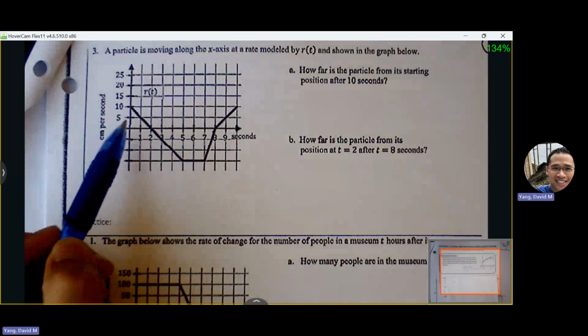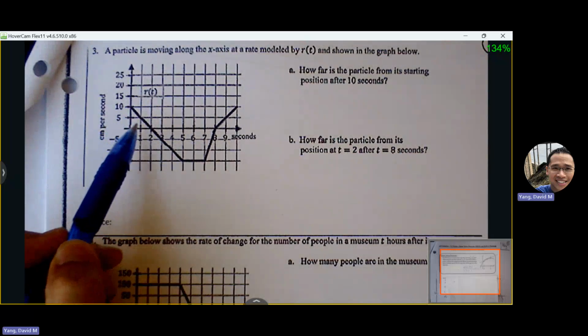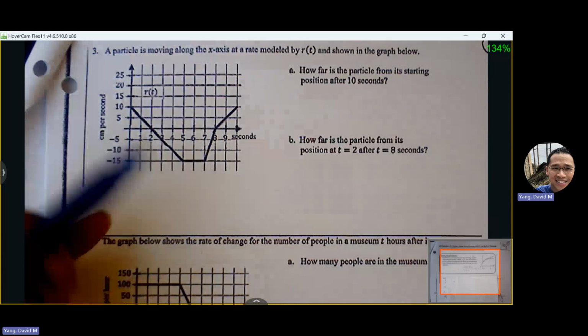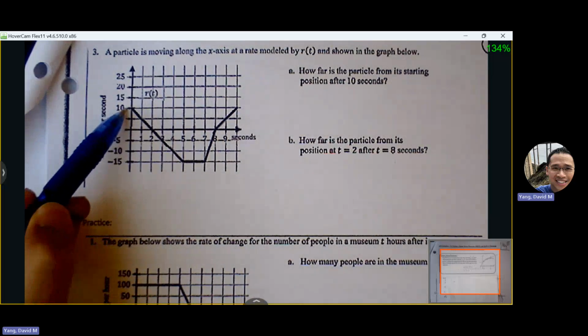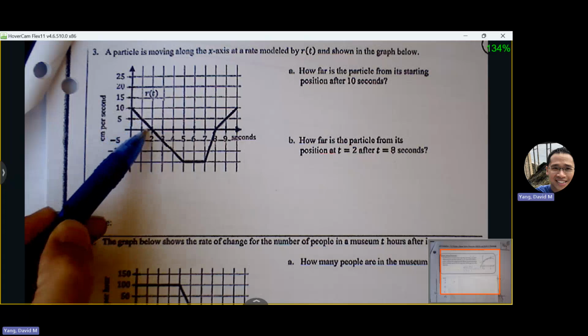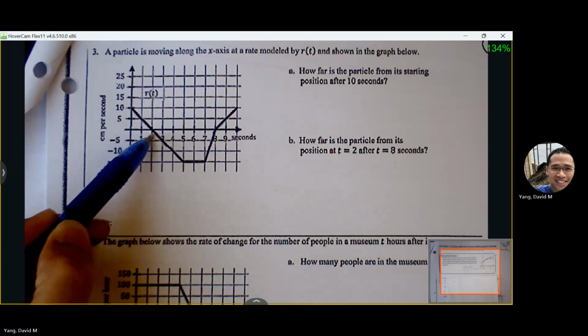So let me just follow this graph and talk about what information we can gather about this particle as it moves. This tells us that it starts off moving at 10 centimeters per second, positive. So we're moving to the right. It's going to keep moving right until all of a sudden, at 2 seconds, it's going to stop. Then it's going to do what? Change direction, right? So it starts going to the left.